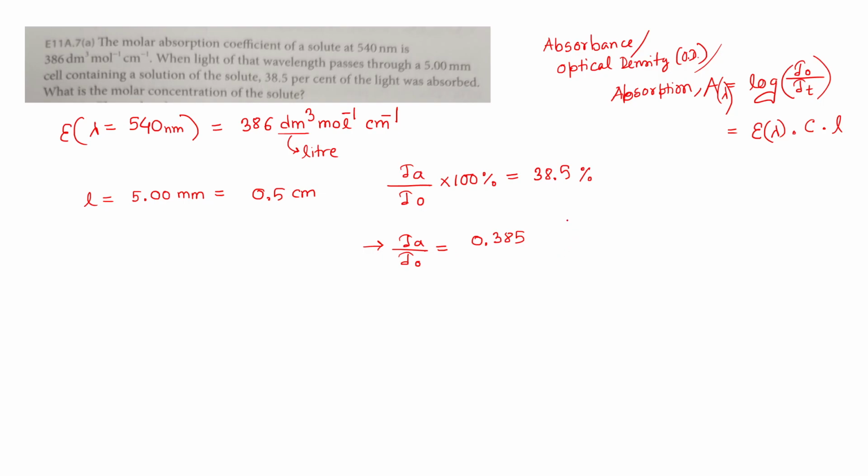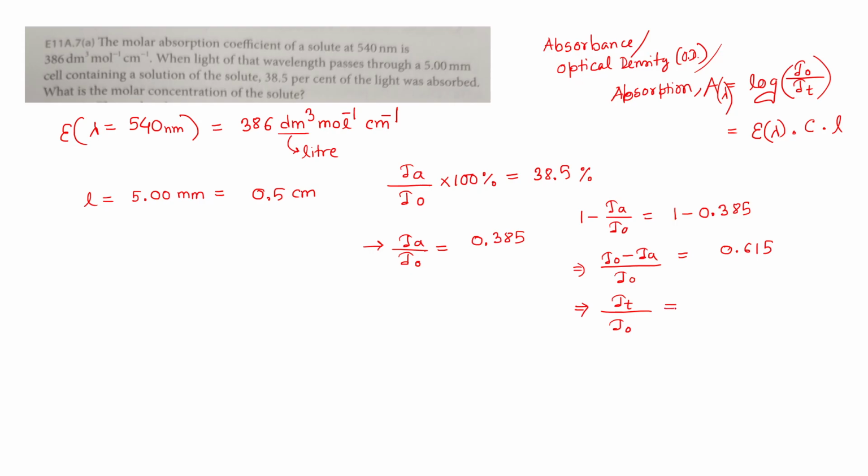Now when you deduct this from 1 on both sides, you will get 1 minus 0.385, right? So you are going to get I by I0, and here you are going to get 0.615, right? So your numerator, if you closely see, is nothing but the intensity of the transmitted light. Remember these are all dependent on the lambda, and here the lambda we are discussing is 540 nanometer.